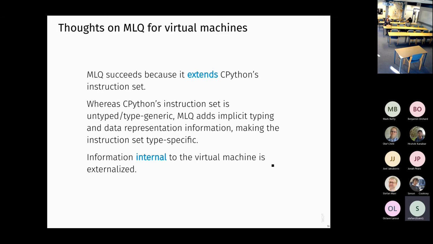The last thought here on virtual machines, it's closely related to the information theoretic idea, is that CPython's instruction set originally is untyped, or a little bit more precise, is type generic. You see this binary add, it doesn't convey any type information. But MLQ basically adds this implicit typing and data representation information to the instruction set, such that it now is type specific.